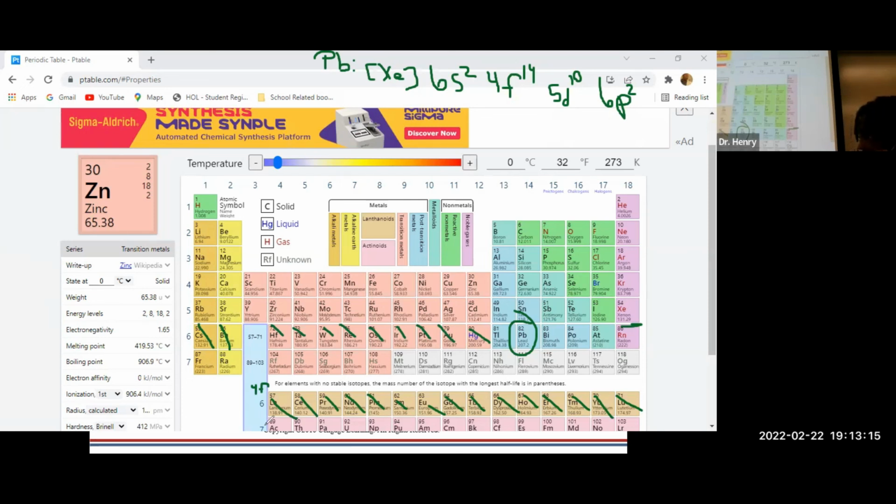Yes, so 7 would be 5f. That's right. Like this here, again, is going to be 3d. This is going to be 4d. And we know that this is 5d.